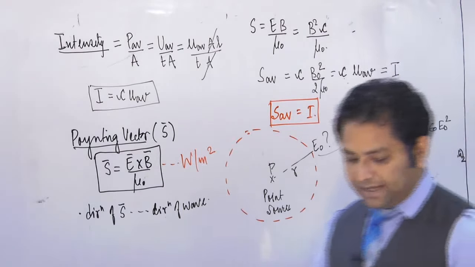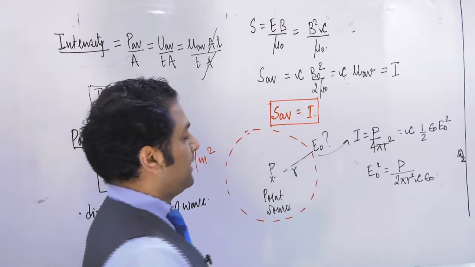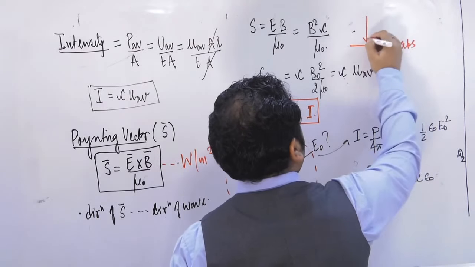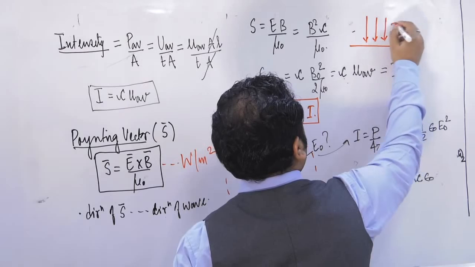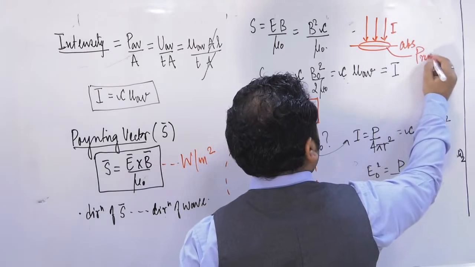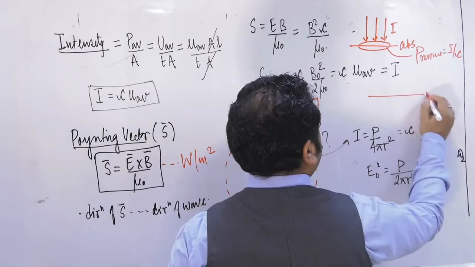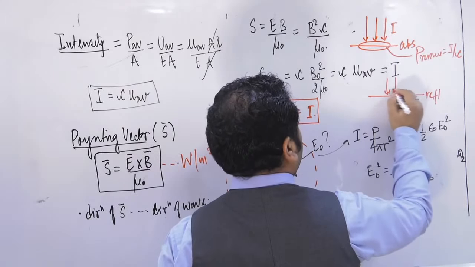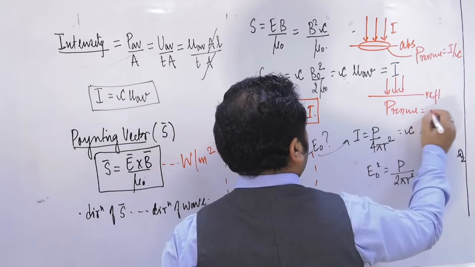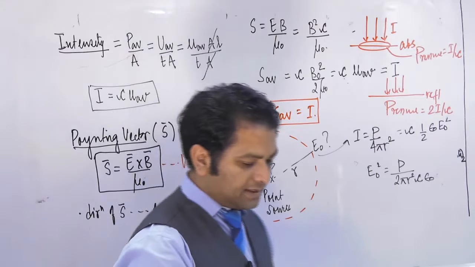And eventually one fact, let me write it for you. I will not be deriving it, but just keep this in mind: say this is a perfectly absorbing surface and you have light here, that's I. The pressure, capital P, is equal to I by C, and if this surface is perfectly reflecting, the pressure will be equal to 2I divided by C. So you need to understand this particular fact.